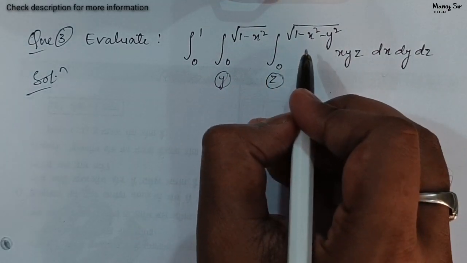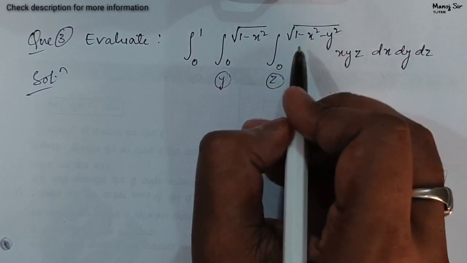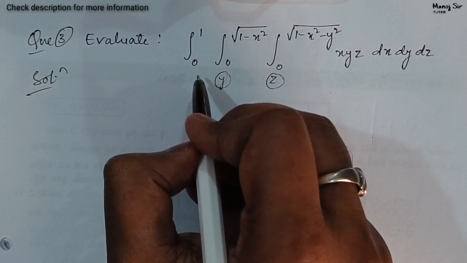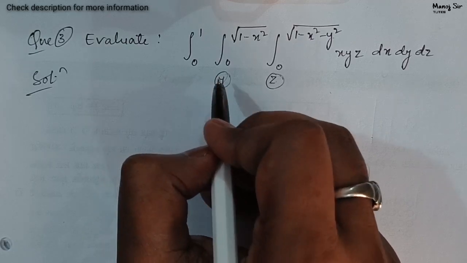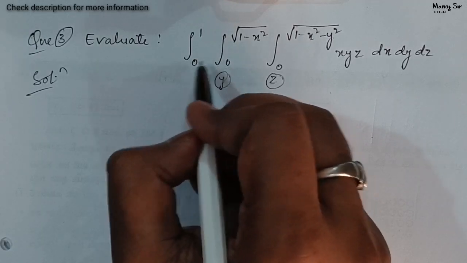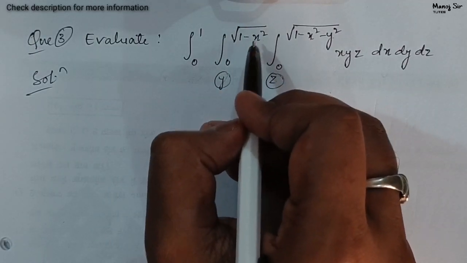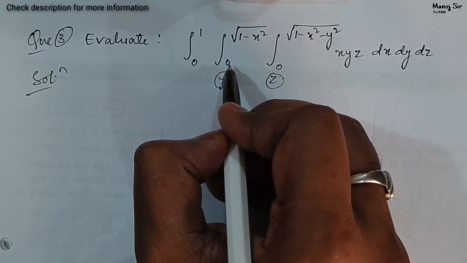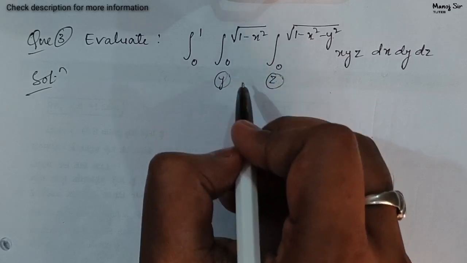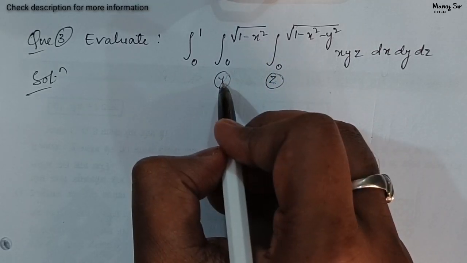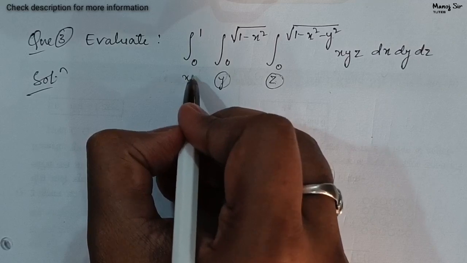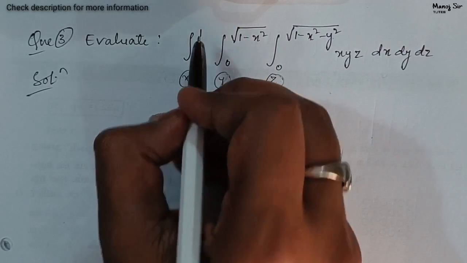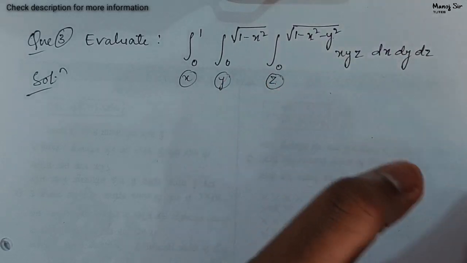I am repeating this once again. Here we have x and y, so this is the limit of z. If this is the limit of z, then one has to be x and one has to be y in the other two limits. Since we have x here, this is the limit of y, so the limit of y goes from 0 to root over 1 minus x square. This is the limit of z, this is the limit of y, so this has to be the limit of x. The limit of x goes from 0 to 1, that is, the limits of x are constant.